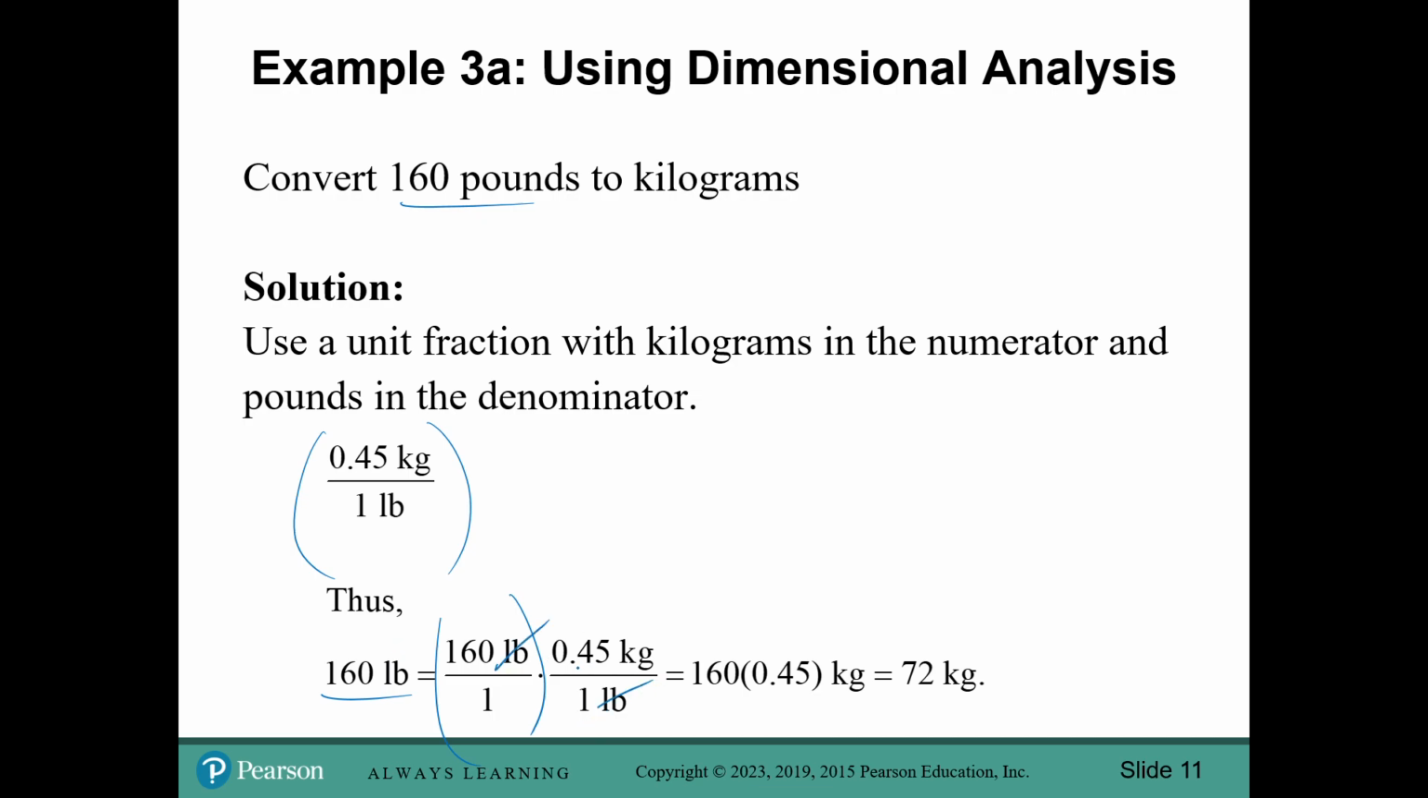It's going to leave me with the 0.45 kilograms on the top times the initial 160, which gives me 72 kilograms. So 160 pounds is the same thing as 72 kilograms. Easy enough.